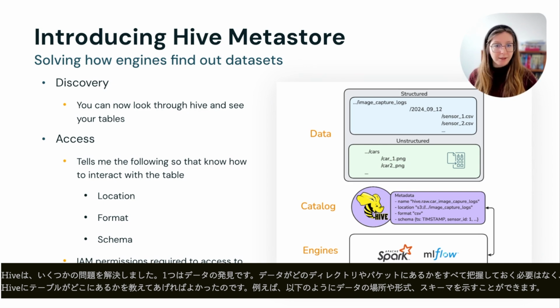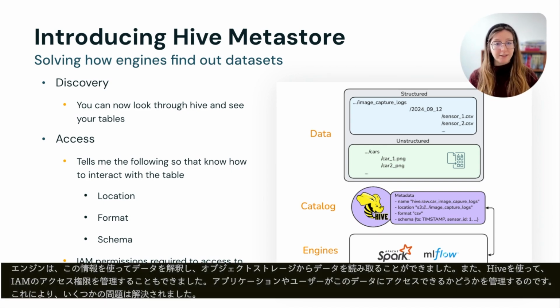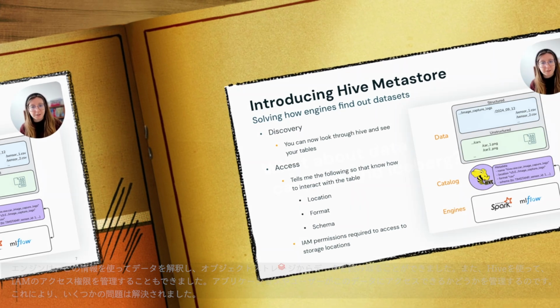So for example, I have this picture here where you can see the location of the data. We see the format of the data and even the schema. So an engine can come in and say, read this table, read Hive raw car images. And it would be able to read this information from Hive and figure out how to interpret the data from object storage. And we could also use this to then manage IAM permissions. Does my application have access to this data, or this user have access to this data? So it helped solve some problems for us.